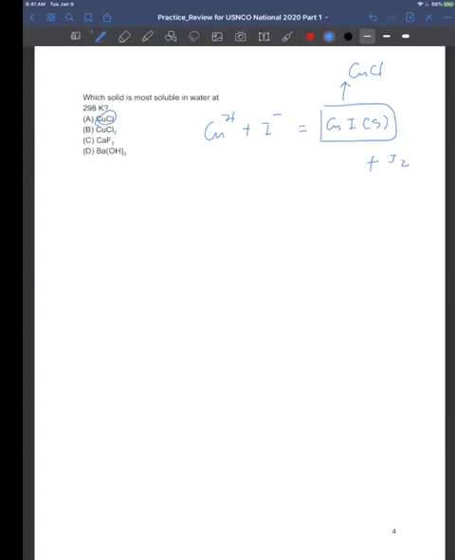And actually, you can also connect this with silver chloride, because copper 1+ and silver 1+ are quite similar. Copper and silver are in the same group. So A definitely is not correct.